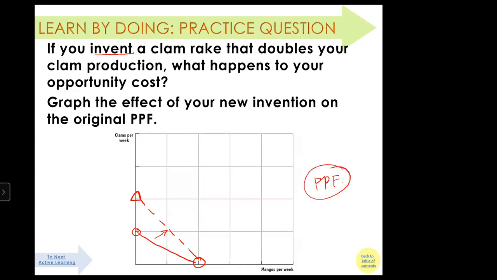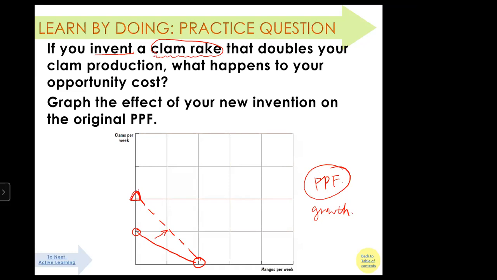This is essentially economic growth. This is number one, because suddenly we are able to produce more, right, in both goods. Now, number two, and here, the source of economic growth is coming from new technology, right? So this new technology is represented by this invention of the clam rack, right? Okay, so this is this example.